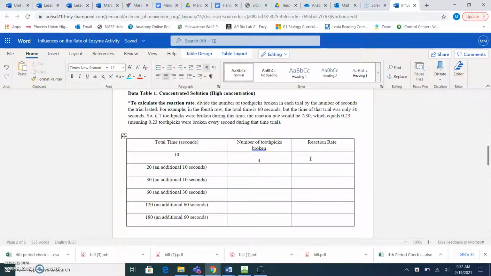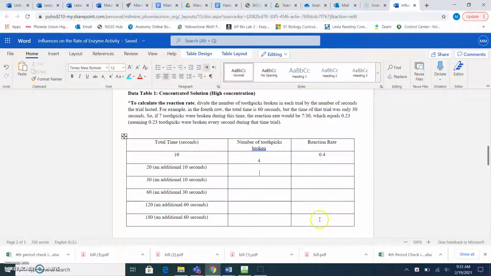I was breaking 4 in 10 seconds, and I gave you the equation up here. I have to divide the number broken by the total time of that trial. The time of that trial was 10 seconds. So 4 divided by 10 is 0.4. What that tells me is that my rate was breaking 0.4 toothpicks every single second. And what we're going to measure is how this rate changes over the course of time.